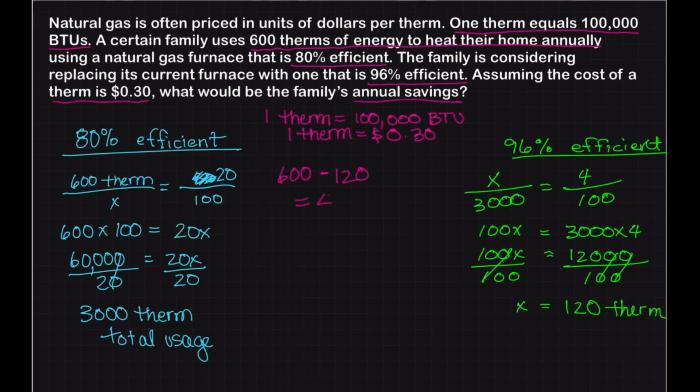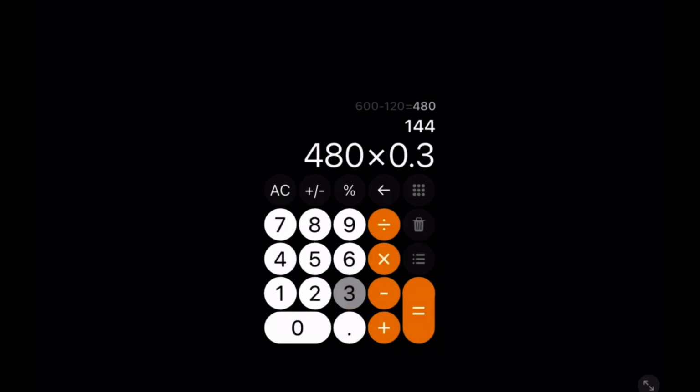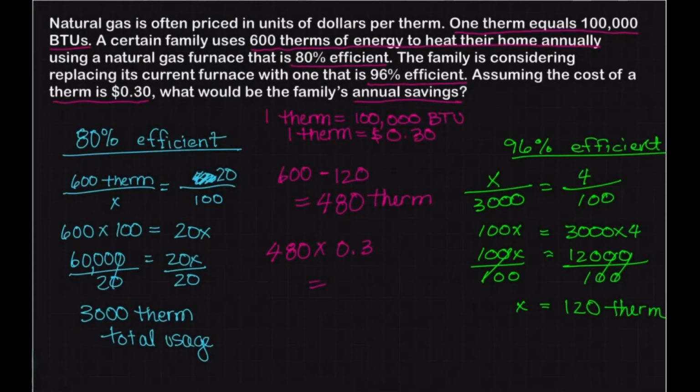Okay, so then I'm going to have 480, and then I can take my 480 and multiply by 30 cents, and that's going to be 144. So they'll save $144 a year.